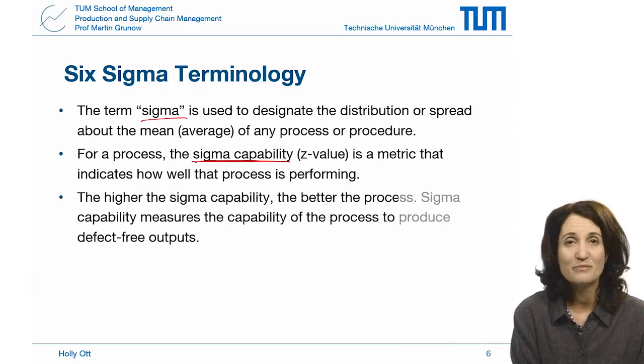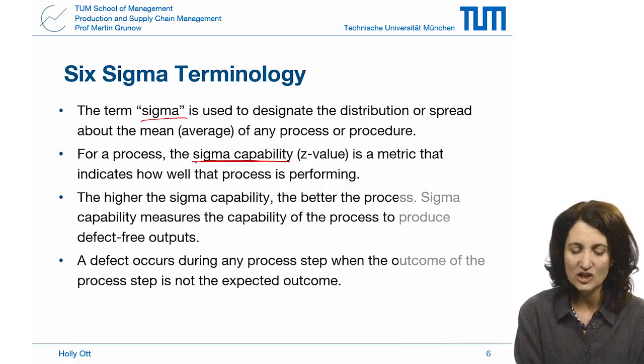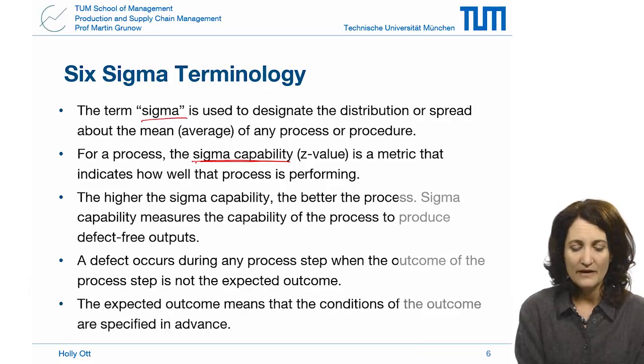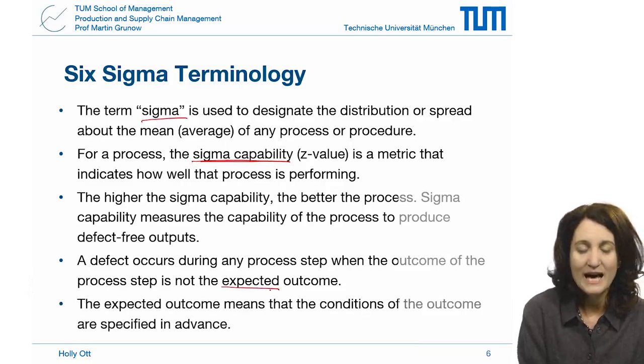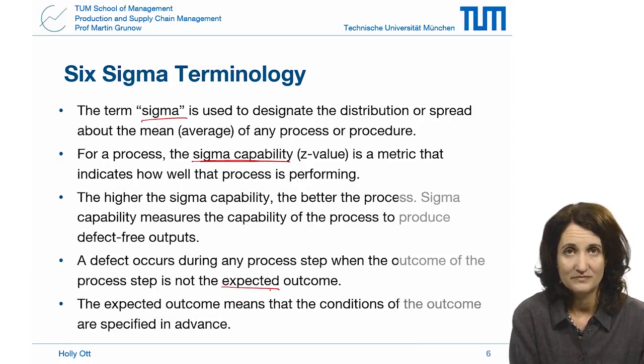The higher the sigma capability, the better the process. Sigma capability measures the capability of the process to produce defect-free outputs. And, as we'll learn, a defect is anything that results in customer dissatisfaction. We're defining it as a defect occurs during any process step when the outcome of the process step is not the expected outcome, and that means that we have defined the expected outcome in advance.